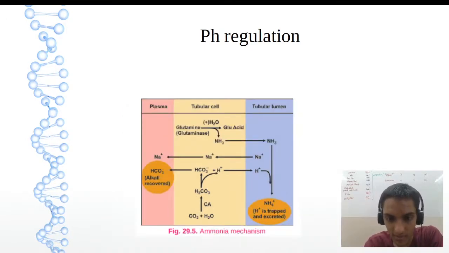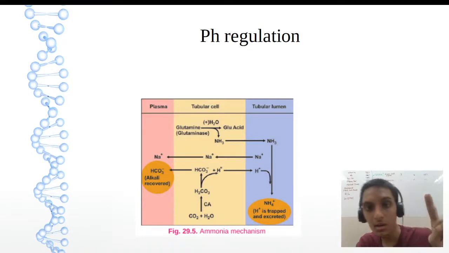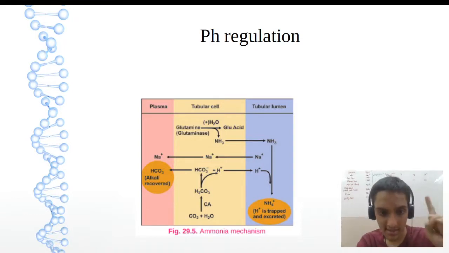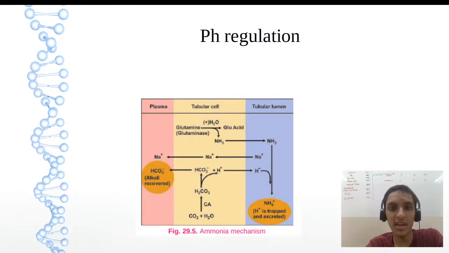Now, in the last one, we need to remember it is combining with ammonia, which is coming from the conversion of glutamine to glutamate. When we discuss the acidic amino acids, we will see that detailed reaction. For now, just remember that when glutamine is converted to glutamate, ammonia is released, and that combines with our H plus from the tubular cell to form ammonium. So these are the four processes in the renal mechanism.